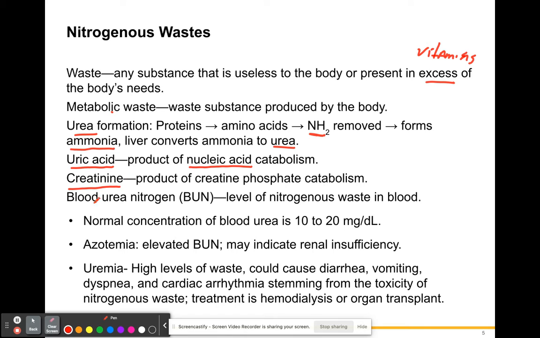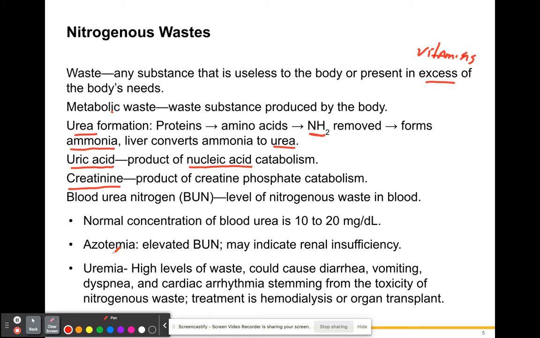Okay, your blood urea nitrogen, or your BUN levels, are part of your nitrogenous wastes. So basically what your BUN level is, it's the level of nitrogen waste in your blood. You don't want that to be too high, because you can have kidney failure if that happens. Okay, a normal concentration of blood urea is about 10 to 20 milligrams per deciliter.